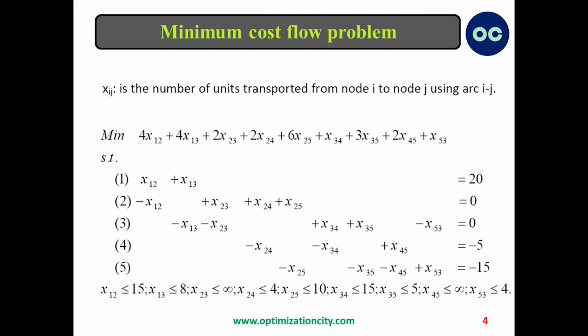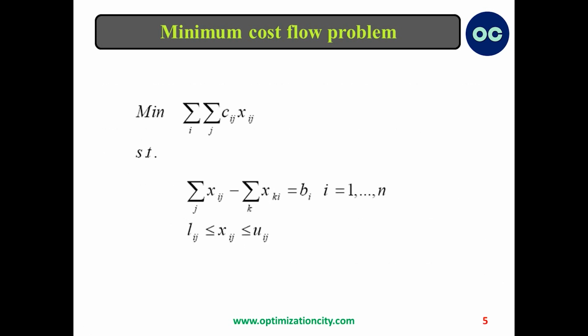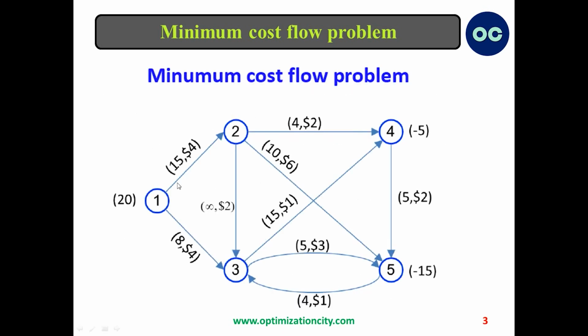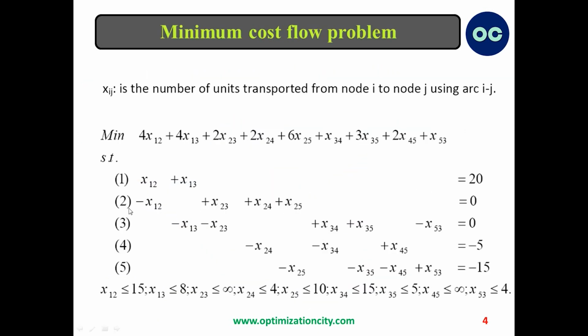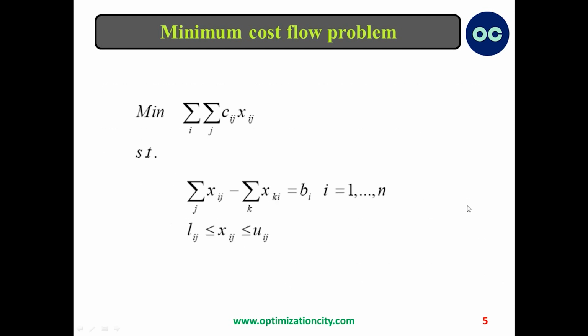Similarly, the balance equation at node number 2 indicates that the incoming flow, which is arc 1,2, is equal to the outgoing flow from node 2, arcs 2,3, 2,5, and 2,4. The flow is equal to x23 plus x25 plus x24. This ensures that the flow entering and leaving node 2 is properly balanced. We don't have any supply or demand at node number 2 here.